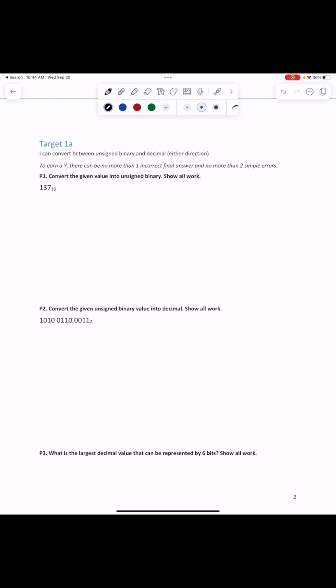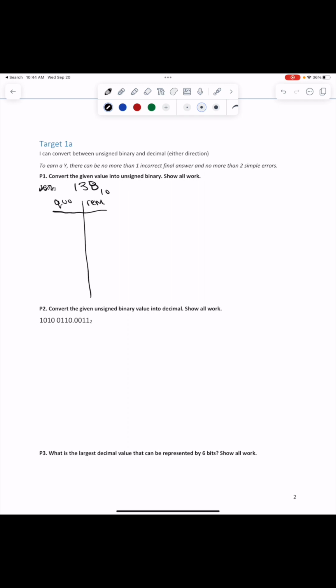So for target 1A, it's that I can convert between unsigned binary and decimal in either direction. For this first one, I can scratch out and I will choose another number, let's say really close to it, 138 base 10, and I'm going to use the divide by 2 method. So create this table here. This will be the quotient and then remainder.